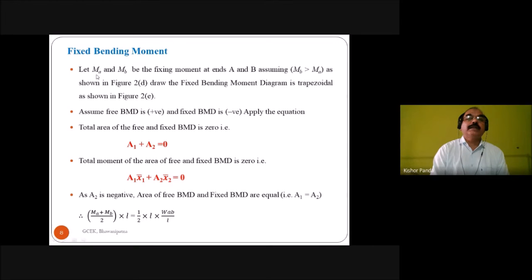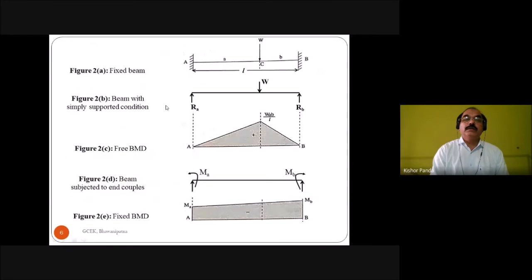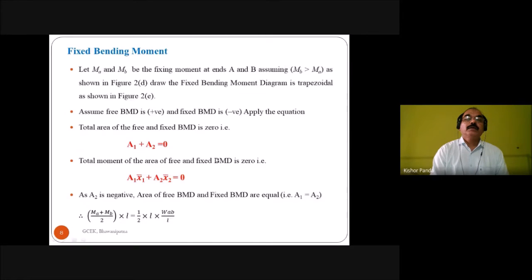So for the fixed bending moment, let MA and MB be the fixed moments at ends A and B, but you don't know these fixed end moments. So these moments you have to find out using the moment area method, assuming MB is greater than MA, because the load is present towards B, as shown in figure 2D. This is the fixed bending moment diagram. Then the fixed bending moment diagram is trapezoidal shape, as shown in figure 2E. Then you have to assume the free bending moment is positive and fixed bending moment is negative. Then this is the moment area method.